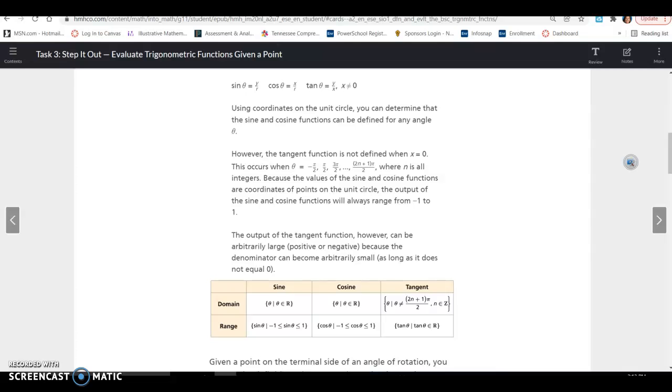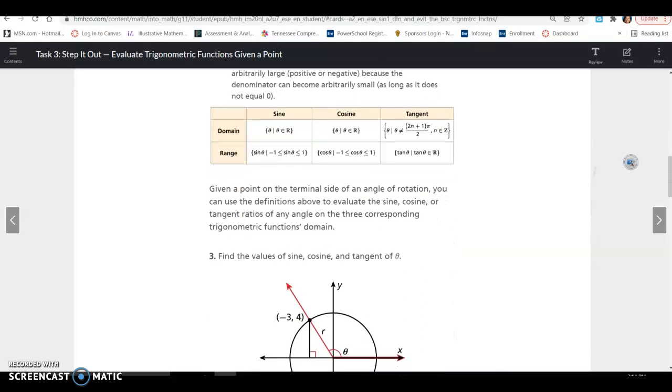Because the values of sine and cosine functions are coordinates of points on the unit circle, the output for the sine and cosine functions will always range from negative 1 to 1. Again, unit circle is going to go from negative 1 to 1. The output of the tangent function, however, can be arbitrarily large, positive or negative, because the denominator can become arbitrarily small as long as it does not equal 0.